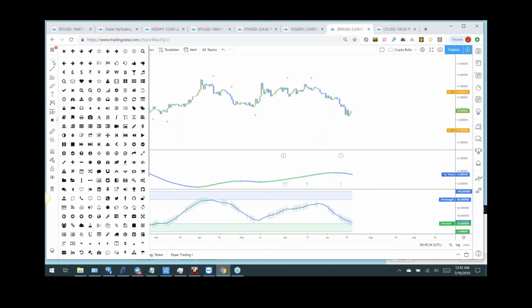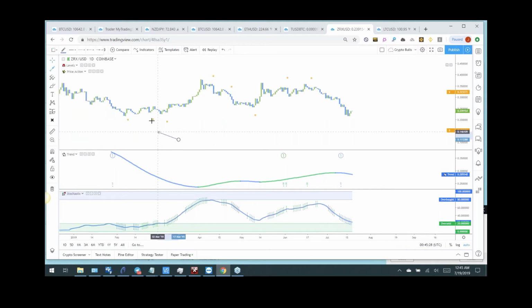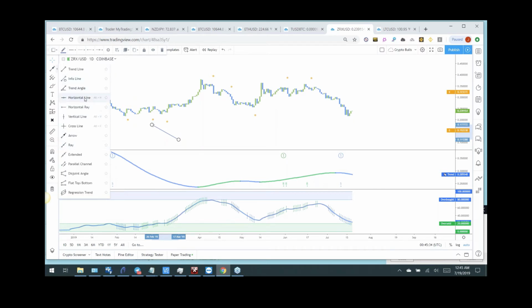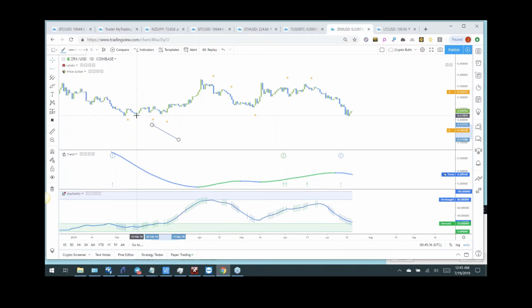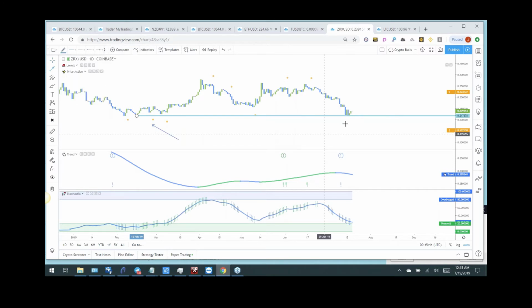Well, it looks like it's back down here testing the floor. That's what they call it, floor, which is back at these lows from March. So it's going to be interesting to see whether or not this actually holds down here.